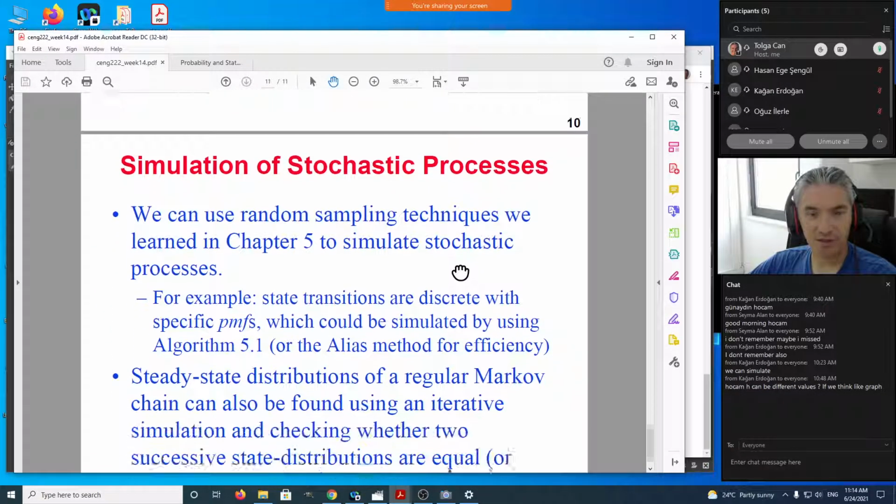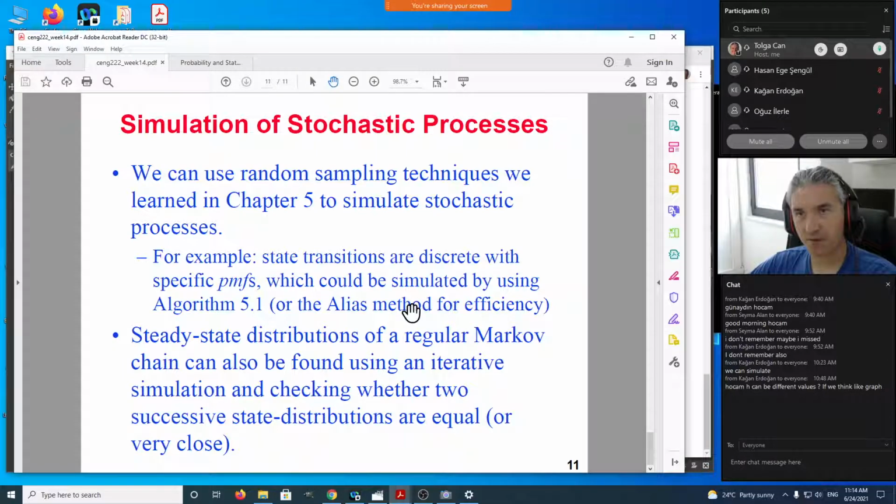And the last section, I have just one slide for that because it's very simple. Whatever we have learned in chapter 5 to simulate random variables, the simulation of stochastic processes is very simple. We just use the same random sampling techniques to sample from Bernoulli, binomial, and geometric distributions. Those techniques we learned in chapter 5 are the same techniques used to simulate stochastic processes. If state transitions are discrete with a specific probability mass function, you know how to sample from it using algorithm 5.1 given in chapter 5.